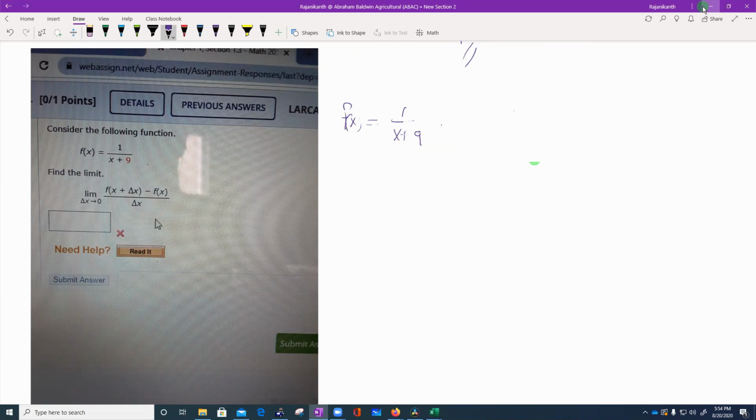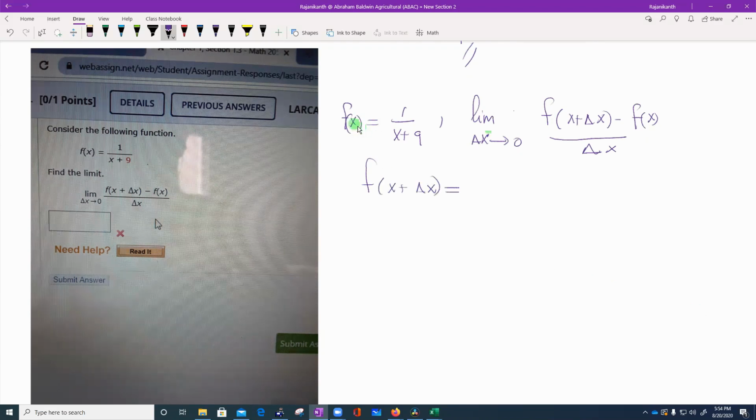Okay, you need to find the limit for what? You need to find the limit for delta x goes to 0 of f of x plus delta x subtracting f(x), then you are dividing all this by delta x. Now the thing is, you need to find out f of x plus delta x. You know the function f(x) now, 1 over x plus 9. Now tell me, if f(x) is 1 over x plus 9, then what is f of x plus delta x? How do you find this guy?